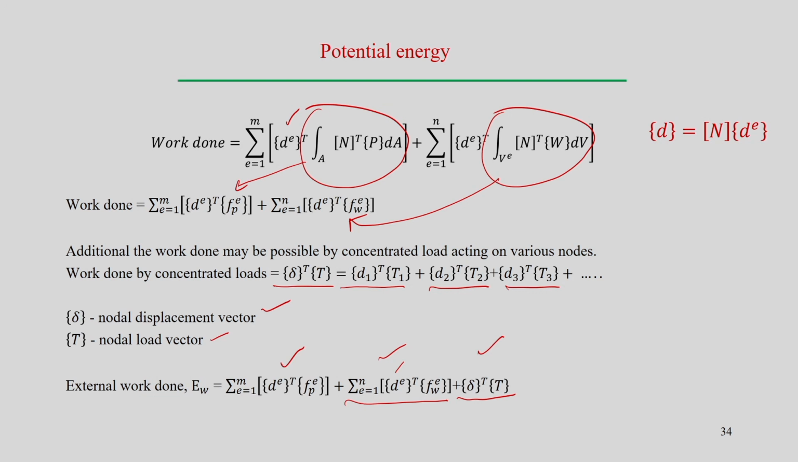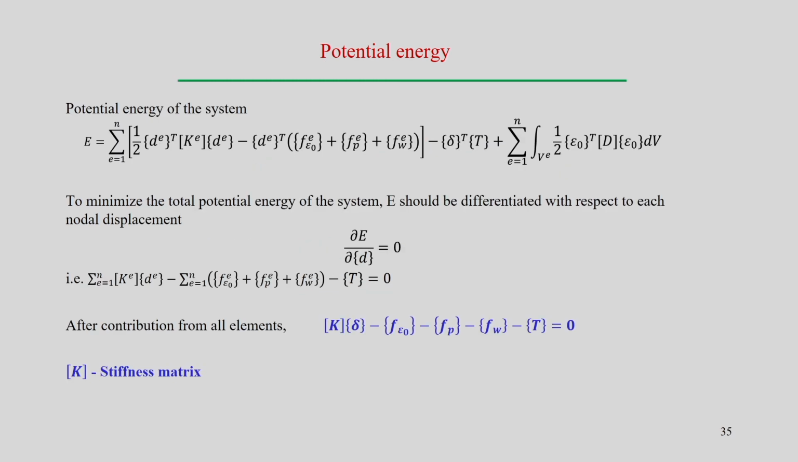Now we can see the difference in the formulation, or expression, of the external work done if there is a concentrated load, a distributed load, or some volumetric load acting in this particular problem. Accordingly we can look at the different expressions for that. Now the potential energy of the system, accounting for all these cases, can be represented like that.